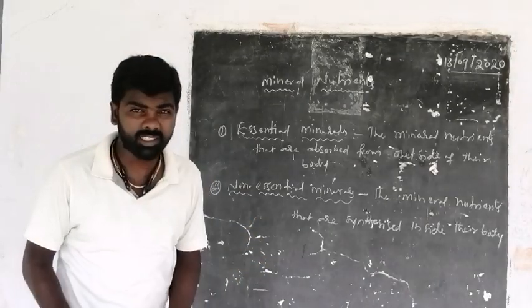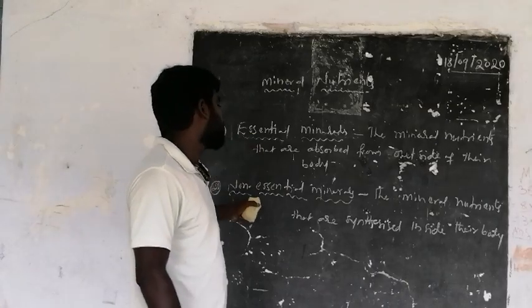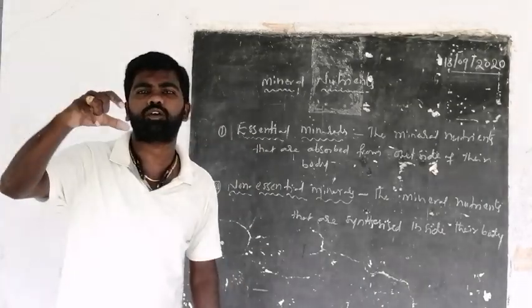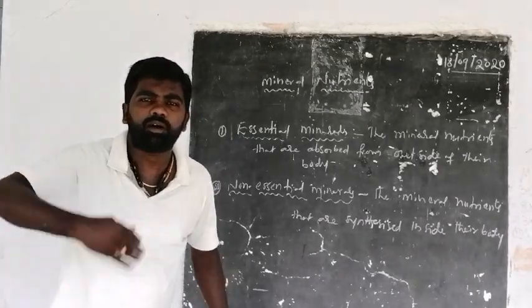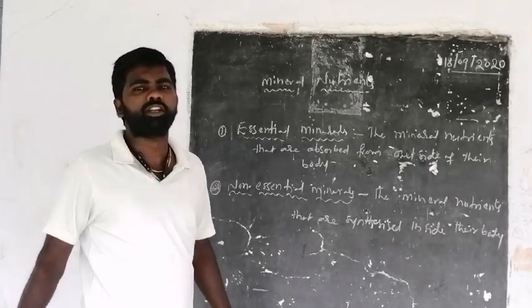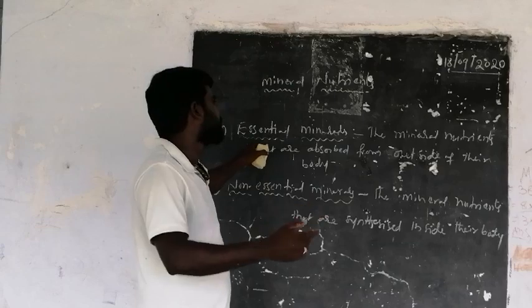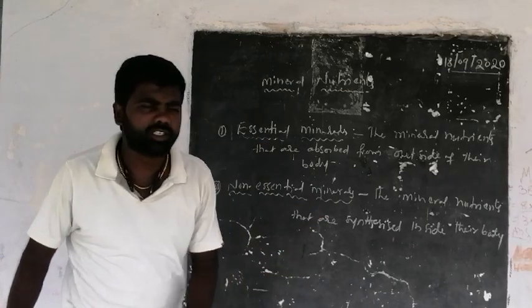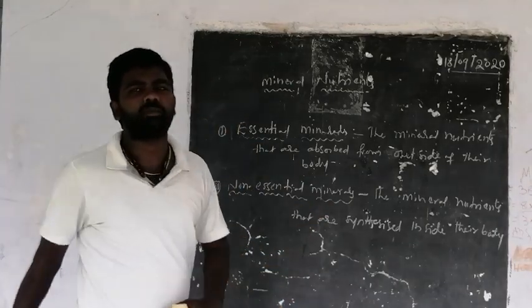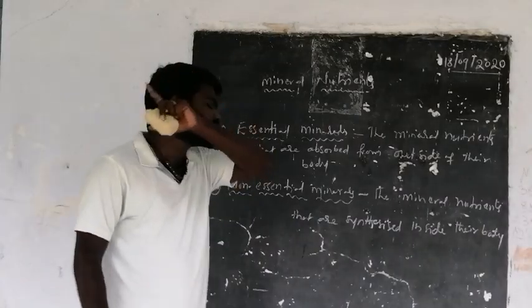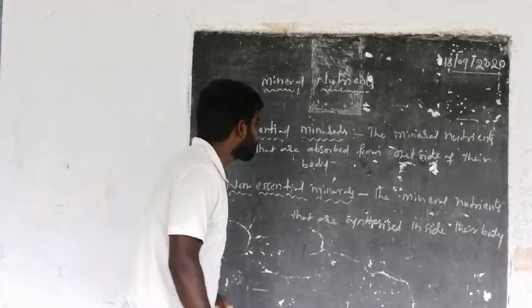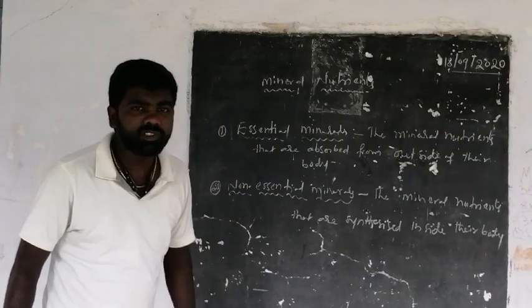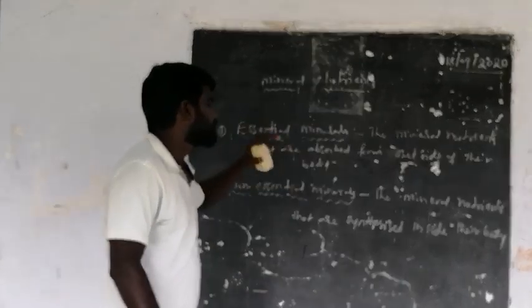Both essential and non-essential mineral nutrients are required for growth and development, but some are absorbed from outside and some are developed inside their body. Those absorbed from outside are called essential mineral nutrients, and those developed inside their body are called non-essential mineral nutrients.